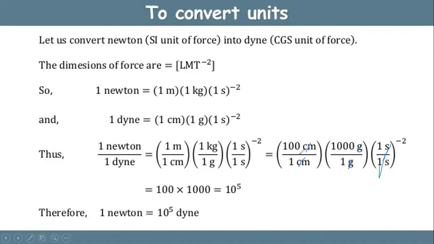Now we can write it as 100 into 1000. 100 into 1000 is 10 raised to 5. So what is the value of 1 Newton? 1 Newton by 1 dyne is 10 raised to 5. 1 Newton is equal to 10 raised to 5 dyne. So we can easily convert from one system of unit to another system of unit.